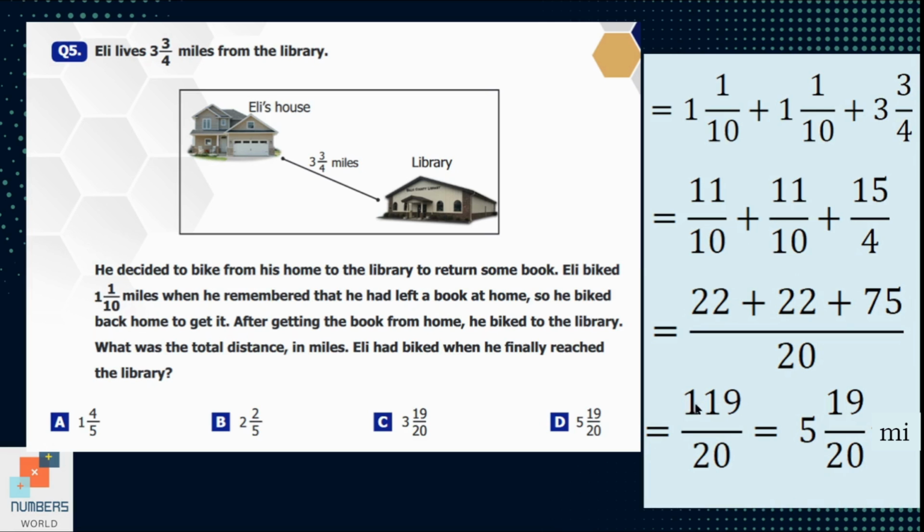The total distance is 119 by 20 miles. We will divide 119 by 20. The answer is equal to 5 wholes 19 by 20 miles. So we may say that he has traveled 5 wholes 19 by 20 miles in total.